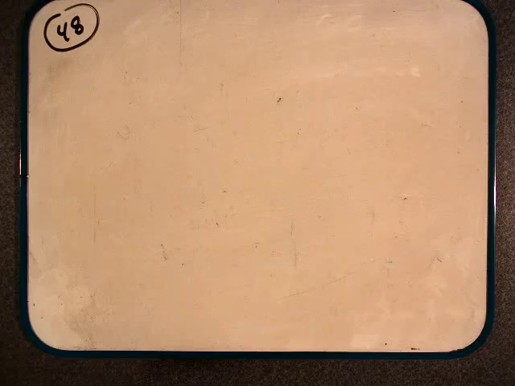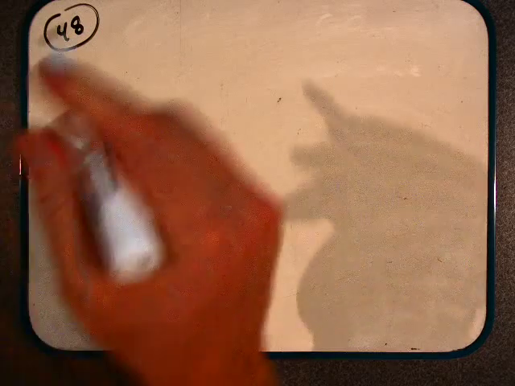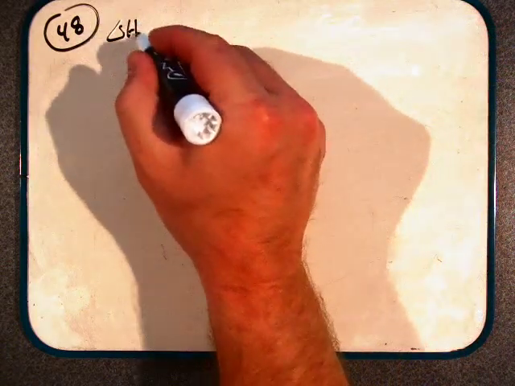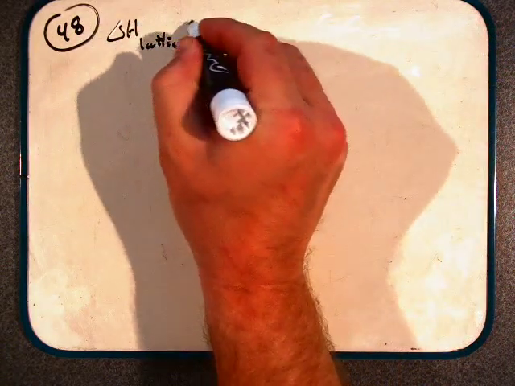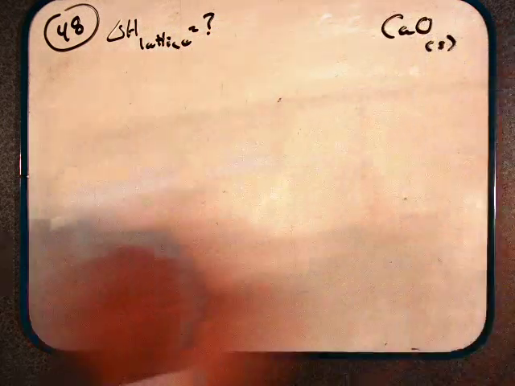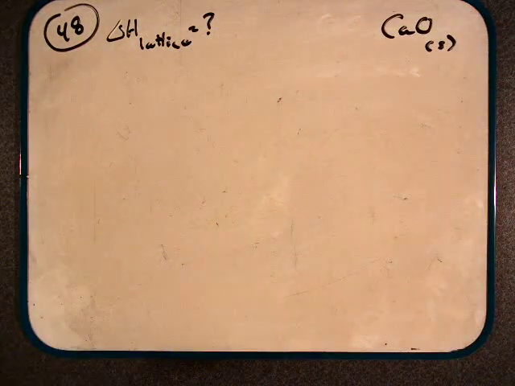This is number 48 in chapter 9. It's looking at the Born-Haber cycle for the formation of calcium oxide, and it's asking us to determine the lattice energy for calcium oxide. And so we want to use the Born-Haber cycle in order to determine that.